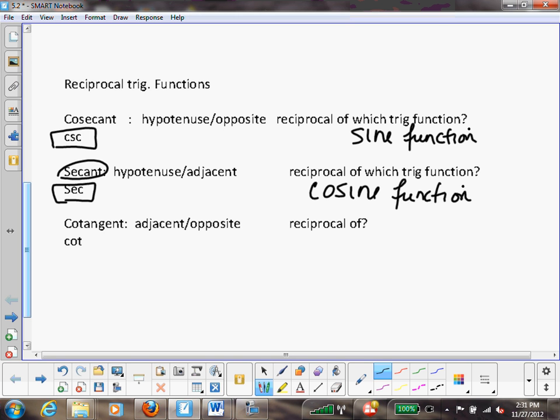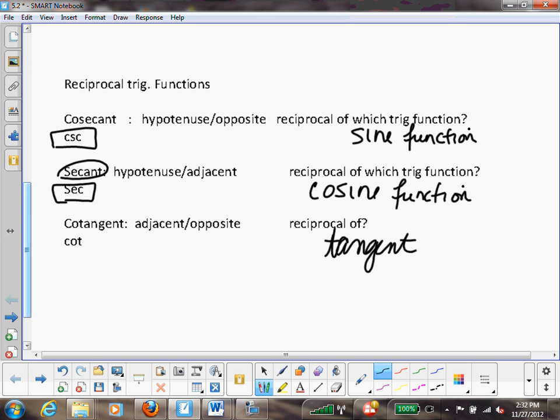Okay. Cotangent, adjacent over opposite, is what its two sides are comparing. And so we write it as COT. And so what is the cotangent reciprocal of? Tangent. So this is the only one that makes sense because cotangent and tangent kind of sound alike.